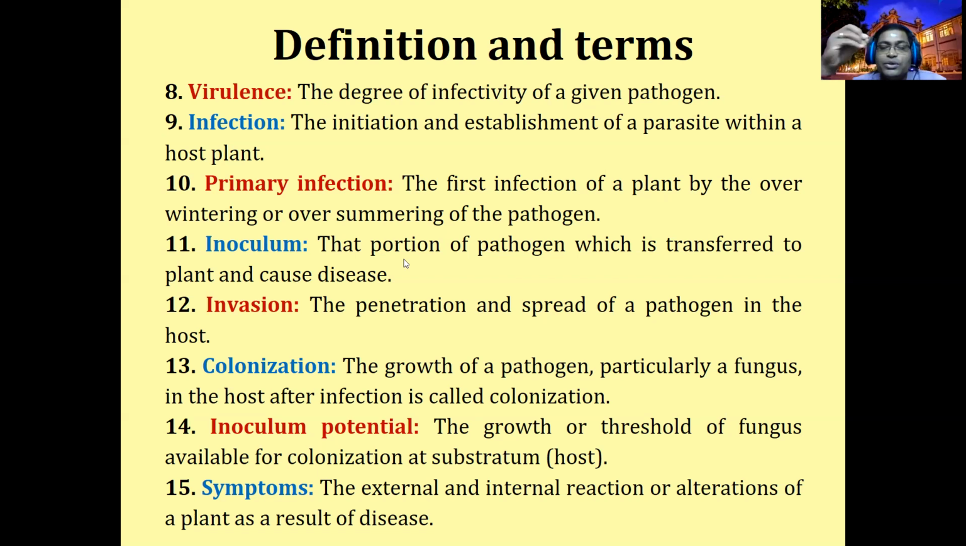One unit of inoculum, as we already discussed, we call a propagule. Inoculum is a part of the pathogen that can cause the disease. Inoculum potential means the amount of inoculum present on a particular host surface, the infection site. Here we are mainly focusing on fungus, but it is true for bacteria also.